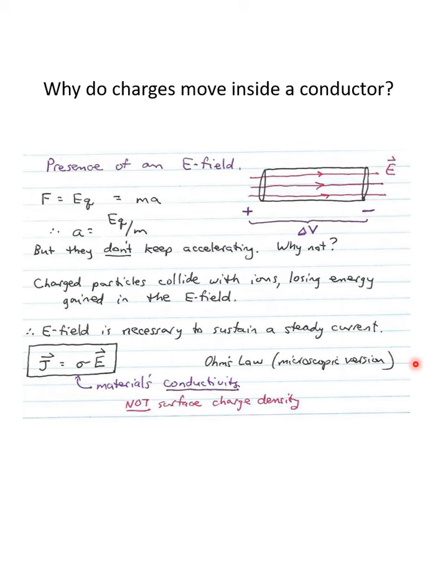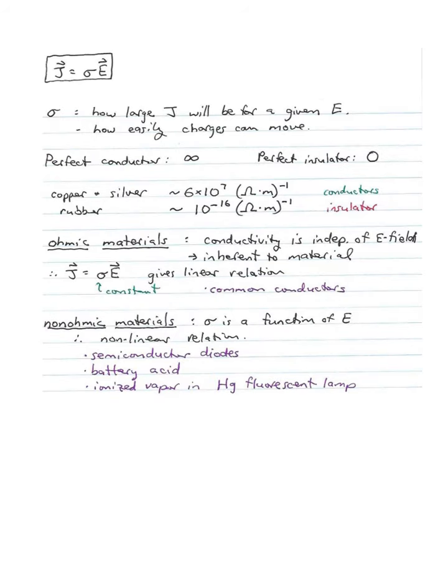So depending on what the electric field is, according to this equation, the greater the conductivity, the greater the current density you're going to have. There's that equation again. J, current density, is sigma times electric field. So you can think of sigma as being a measure of how easily the charges can move through the material. If it's a perfect conductor, this would be a superconductor, then it's infinite. If it's a perfect insulator, then it's zero.